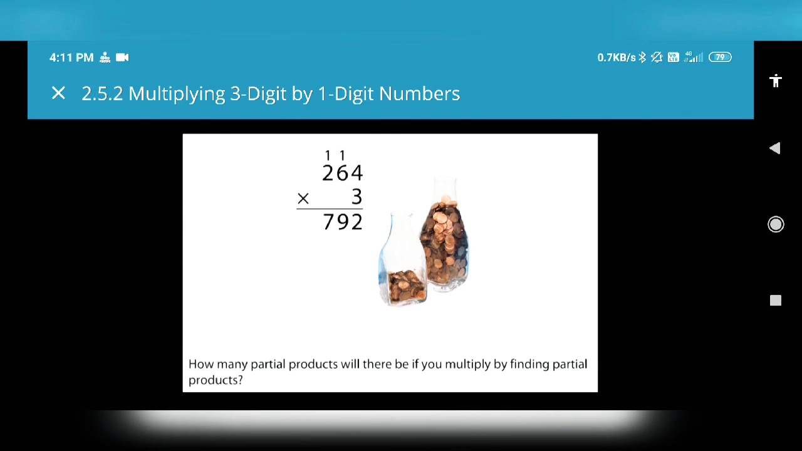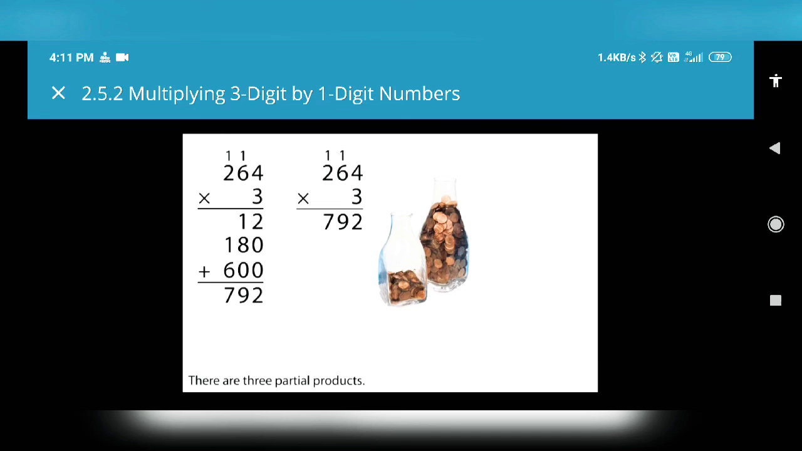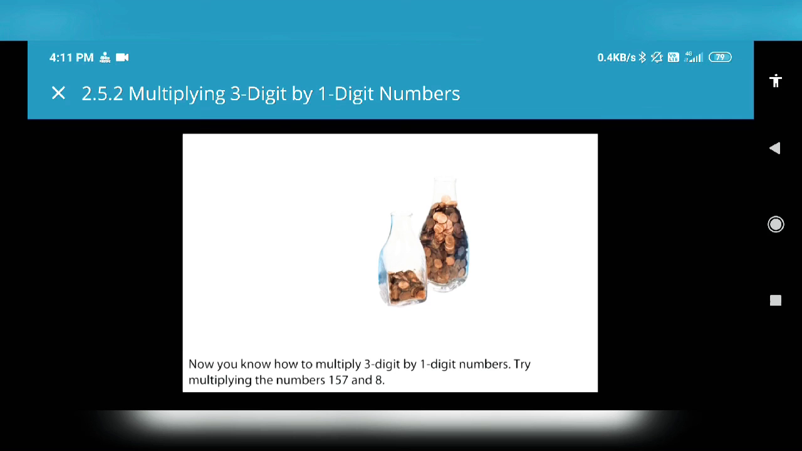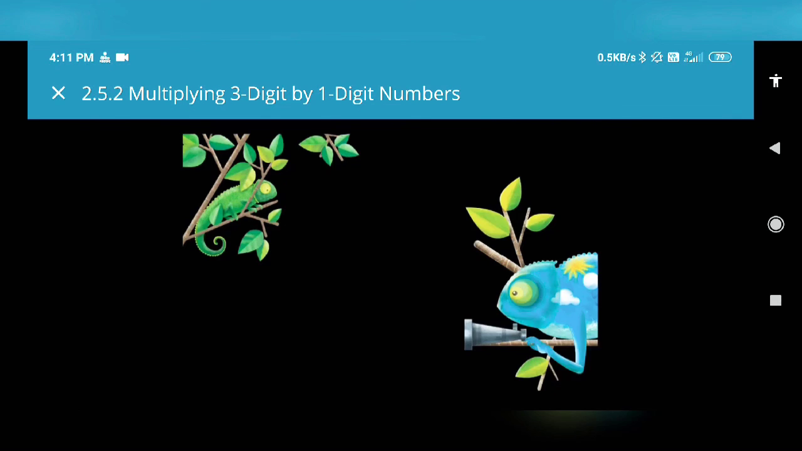How many partial products will there be if you multiply by finding partial products? There are 3 partial products. Now you know how to multiply 3-digit by 1-digit numbers. Try multiplying the numbers 157 and 8.